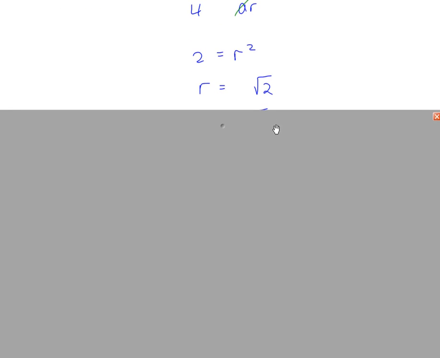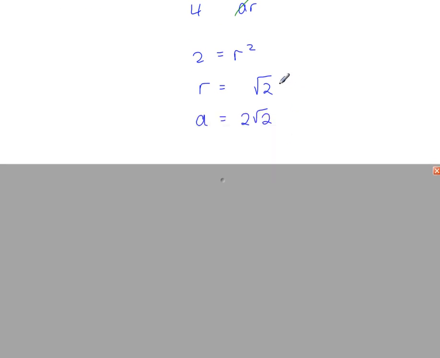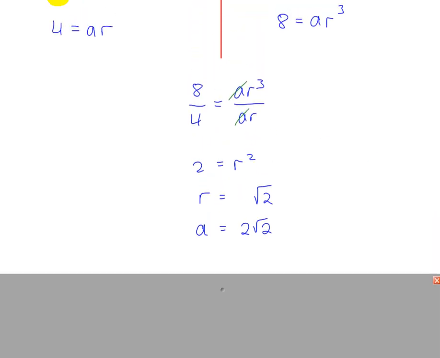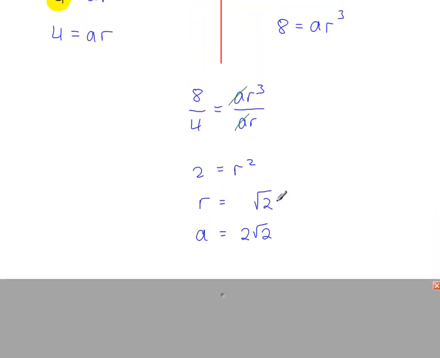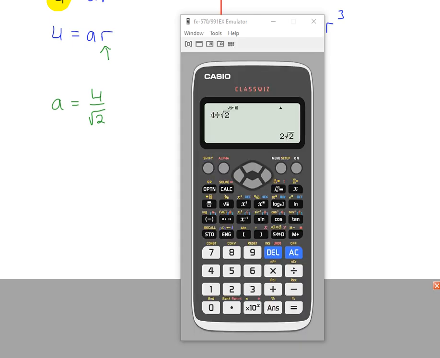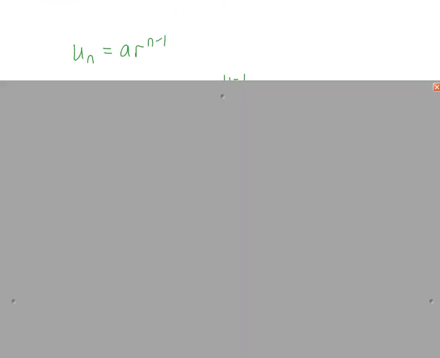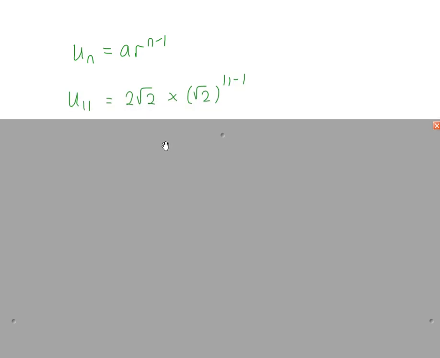And if we substitute the value of root 2 into here, so then a is equal to 4 divided by r, and 4 divided by root 2 is 2 root 2. Nth term formula, we know what a is, we know what r is, substitute those in. It's the 11th term that we're looking for, so n equals 11.